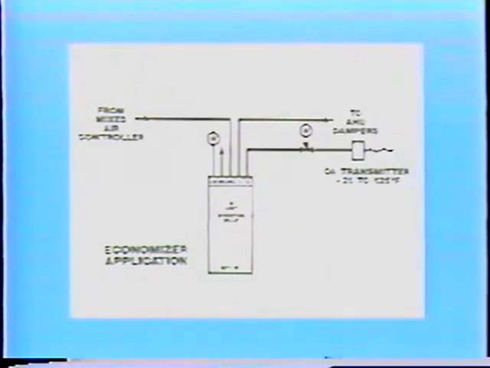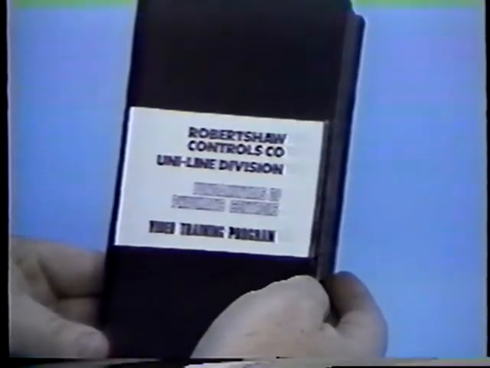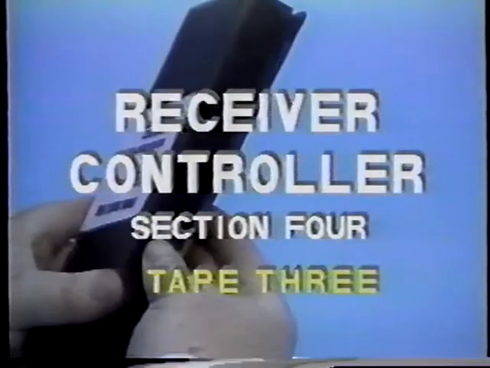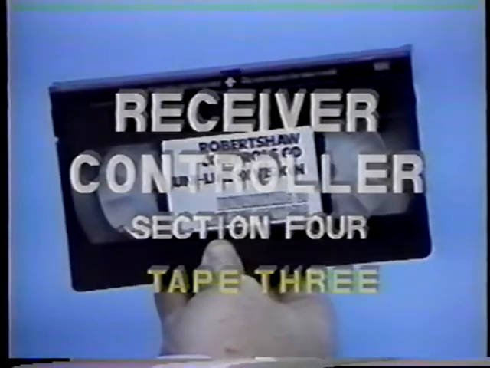A common application for this device is a high limit control, as shown here. The diverting relay allows the mixed air controller to operate the outside air dampers until the signal from the outside air transmitter indicates the air temperature has exceeded the 70-degree setting. The relationship of output pressure and temperature at the transmitter is covered in the receiver controller and transmitter tape, Section 4, and should be reviewed if necessary.